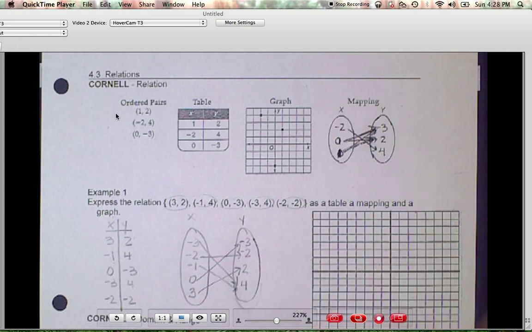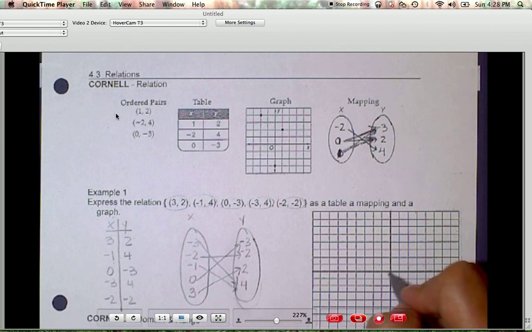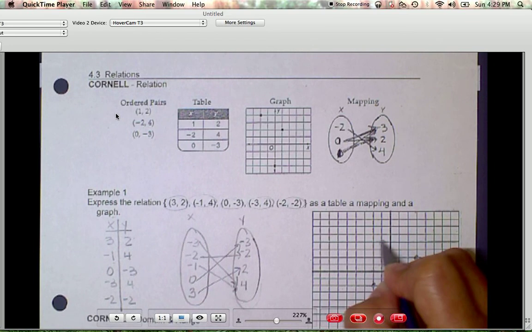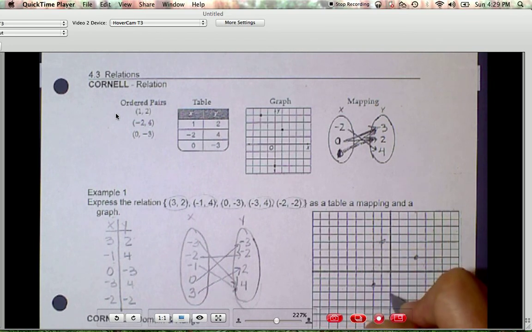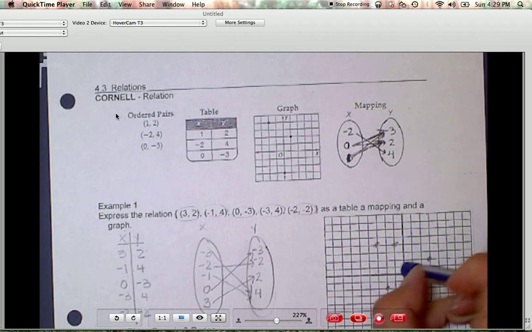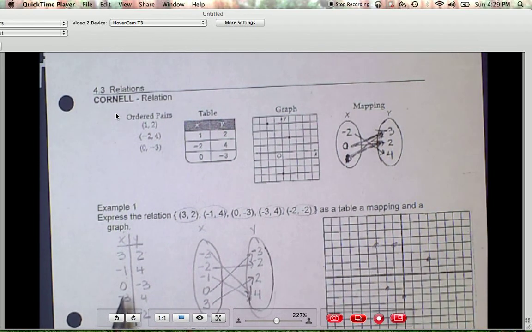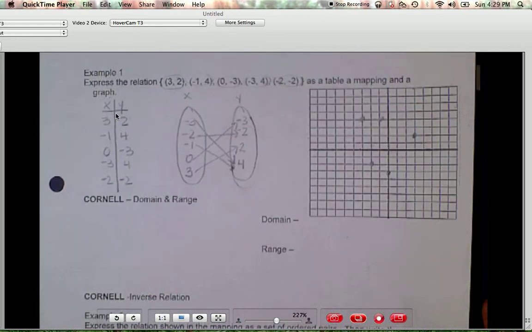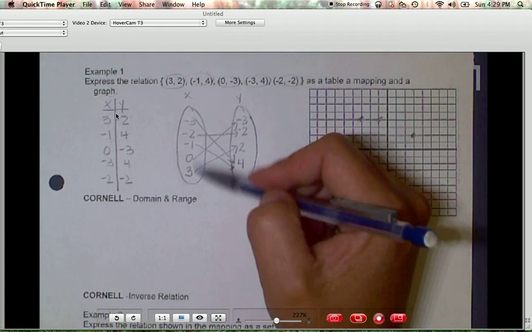And last, we need to make a graph, and we just plot each point. (3, 2), (-2, -2), (-1, 4), (0, -3), and (-3, 4). Alright, so a table, a mapping, and a graph. Pretty easy. Okay, the mapping is the only thing. You have to be careful that you put them in order.